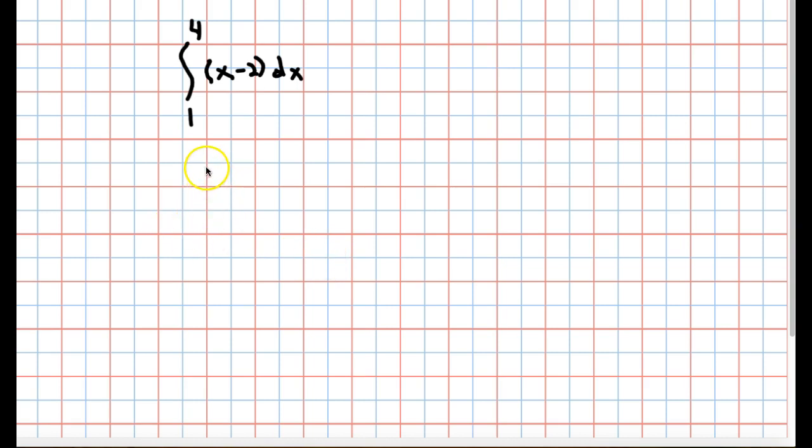Alright, so if we graph this, this is a line with a slope of 1 and a y-intercept of negative 2. So I'll go back to a normal scale here. My y-intercept is down here at negative 2, a slope of 1, so my line will look something like this.